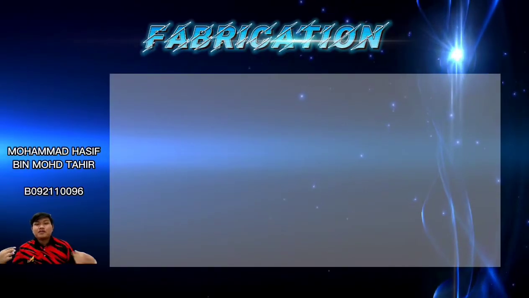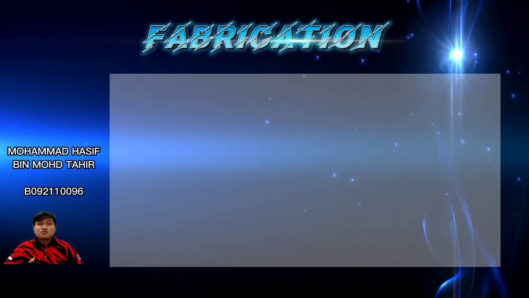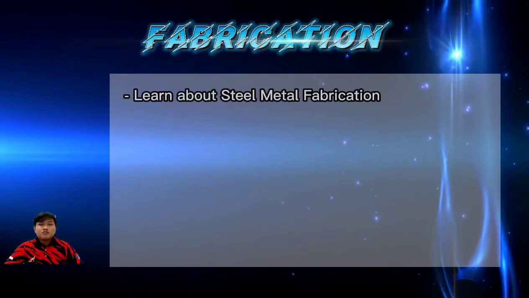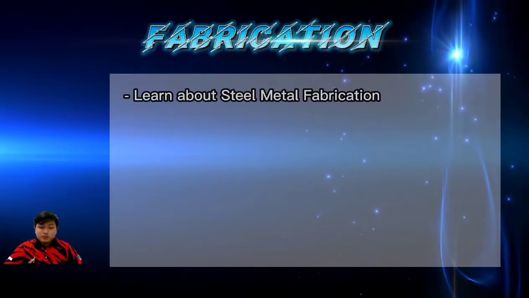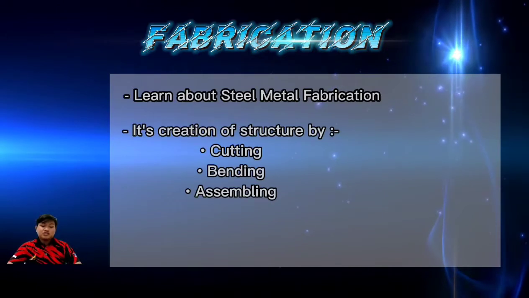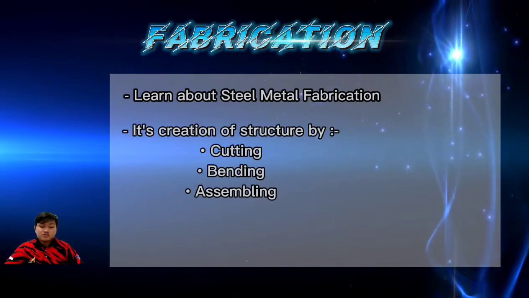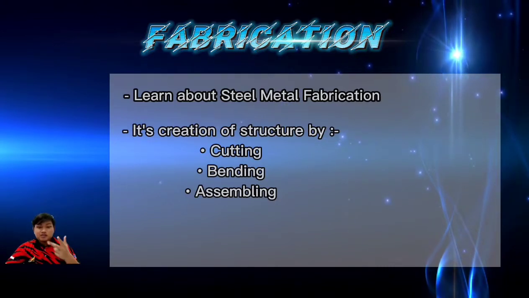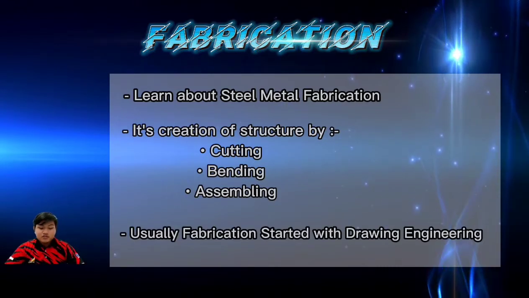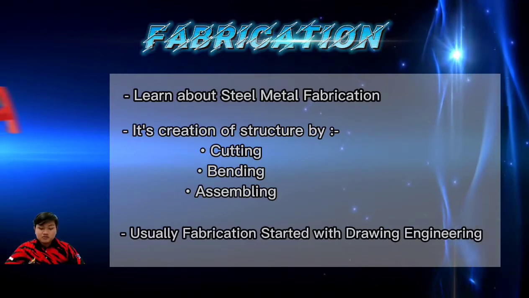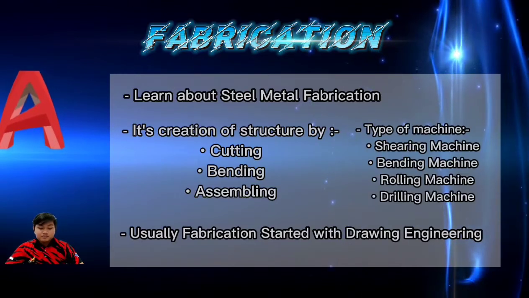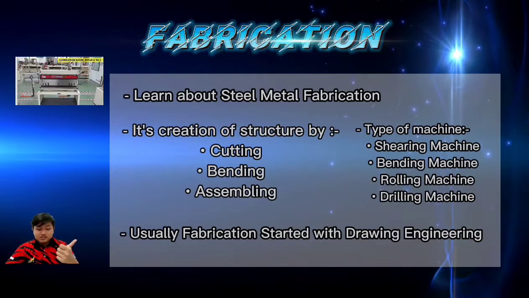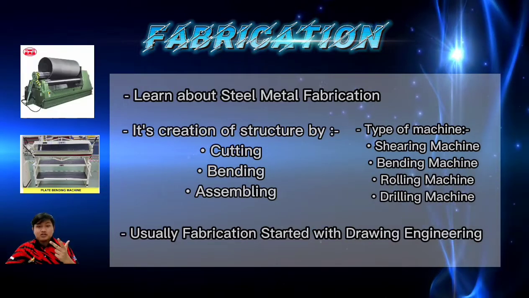Okay, for my part, I would like to explain to you about fabrication, that we learn is steel metal fabrication. Fabrication is the creation of steel metal structures by cutting, bending, and assembling. Usually, fabrication starts with engineering drawing. The types of machines that we learn are shearing, bending, rolling, and drilling.